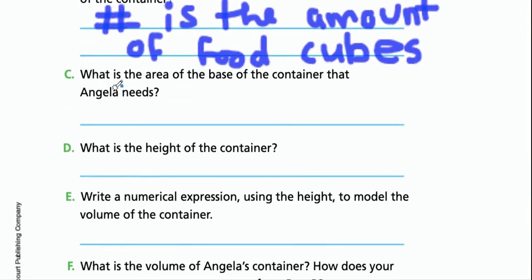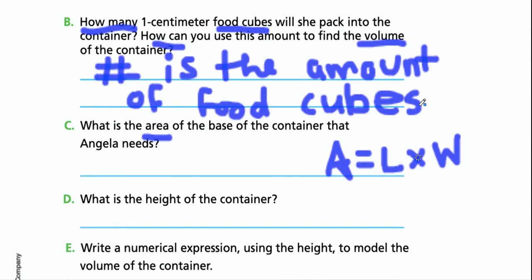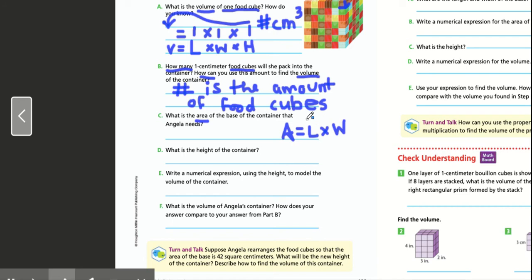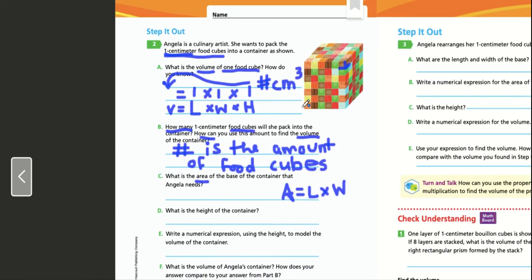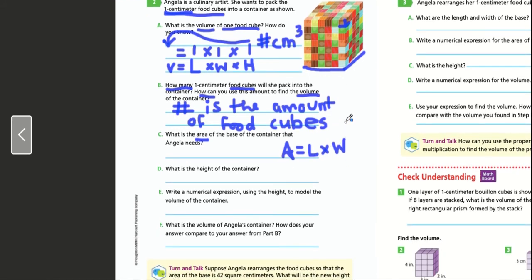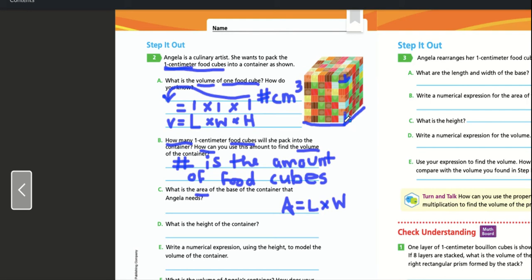Part C, what is the area? Remember, area is found by doing length times width. So it's only 2 parts of volume. Length times width, and that's something that we've been doing since last year. It wants to know what is the area of the base, and the base is the bottom. So that would be your length, and this would be your width. What is the area of the base? Then it wants to know what is the height of the container. So what is the height of this entire container?